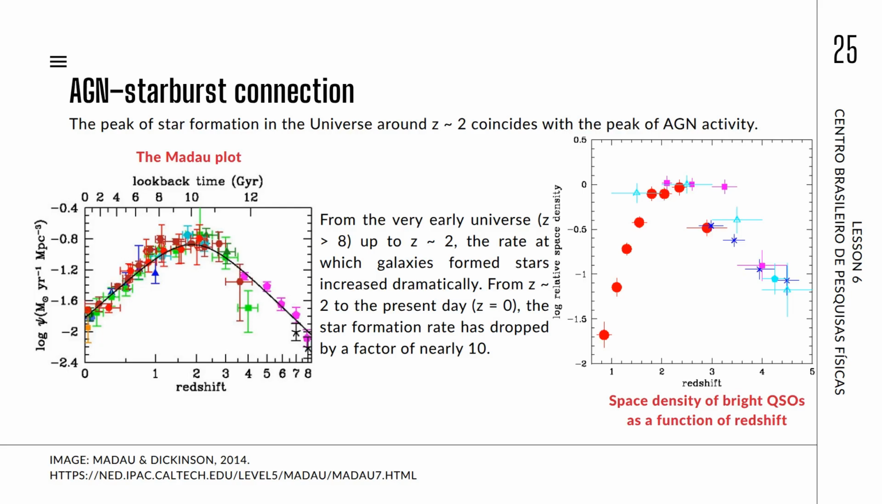Coming from the beginning of the universe, redshift 8 or larger, the star formation rate was quite small. Then it becomes very, very high around redshift 2, and then it starts decreasing again up to redshift 0, which is now. Something similar happens with AGNs. We have the peak of the space density of bright quasars around redshift 2. And this leads to a lot of research trying to understand what's the feedback of AGNs in the galaxies.